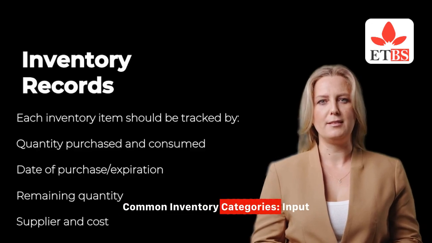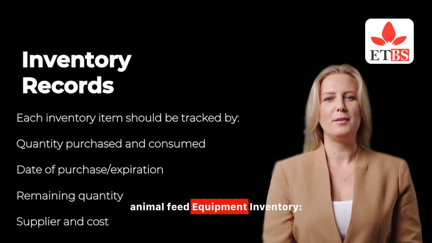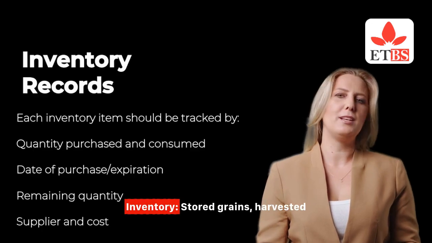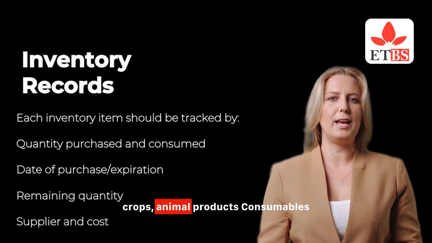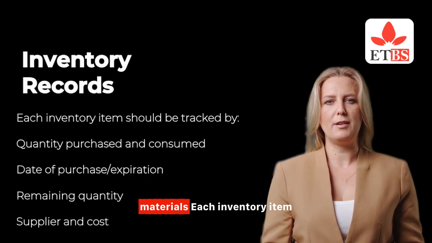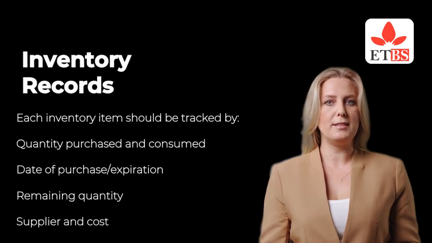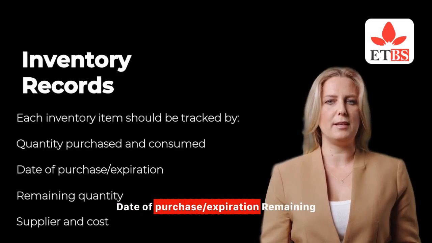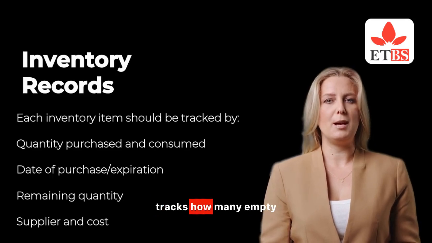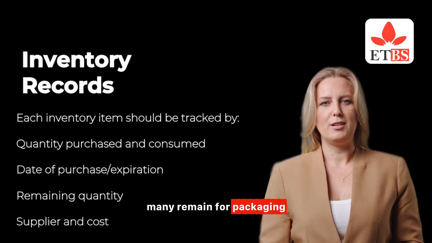Common inventory categories: input inventory: seeds, fertilizers, herbicides, animal feed. Equipment inventory: tractors, plows, sprayers. Output inventory: stored grains, harvested crops, animal products. Consumables inventory: fuel, gloves, packaging materials. Each inventory item should be tracked by quantity purchased and consumed, date of purchase, expiration, remaining quantity, supplier, and cost. Example: a rice miller tracks how many empty bags are in stock, how many were used each week, and how many remain for packaging finished rice.